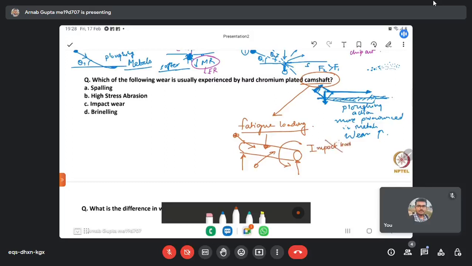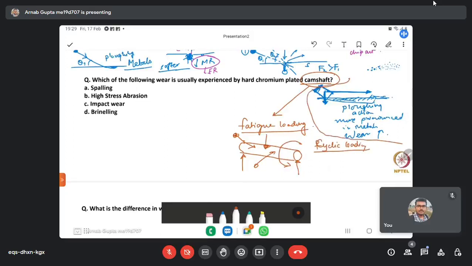Impact load is very high. Over a small period of time, you are giving a large load, a large amount of force. So this is not the scenario here. Here you are seeing moderate loading condition, but that is fluctuating or cyclic loading. So you're seeing cyclic loading here.